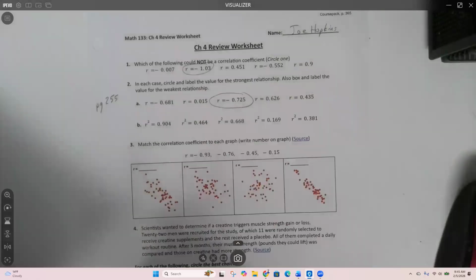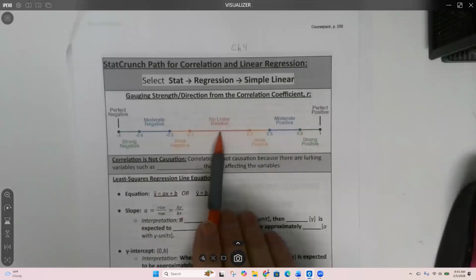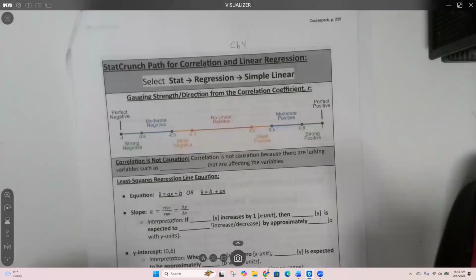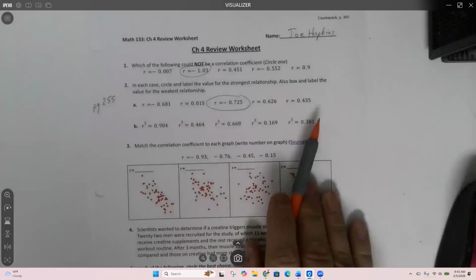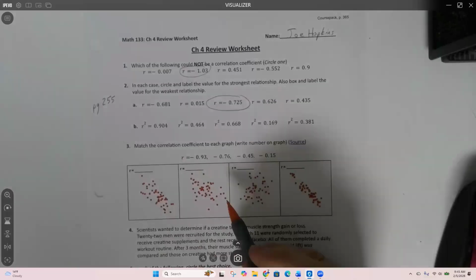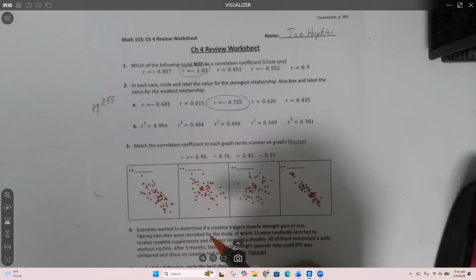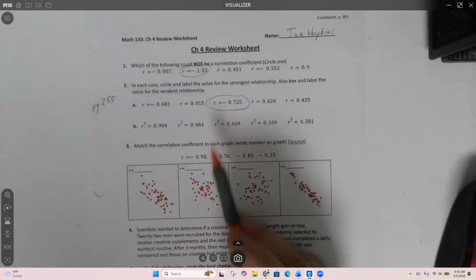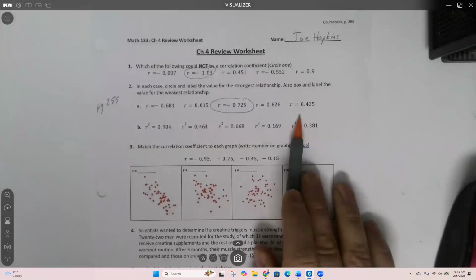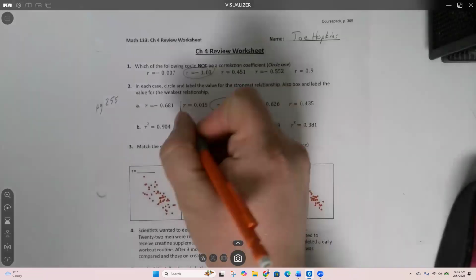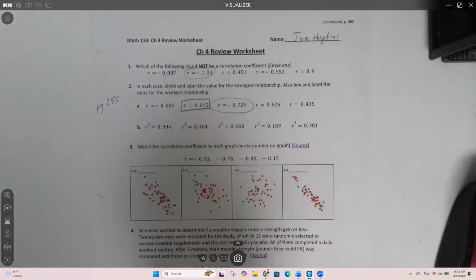So weakest relationship would be something that's close to zero. Again, it could be positive or negative. So ignoring the sign, which of these is the smallest number? Thank you. This one. And we'll put a box around that. Okay.